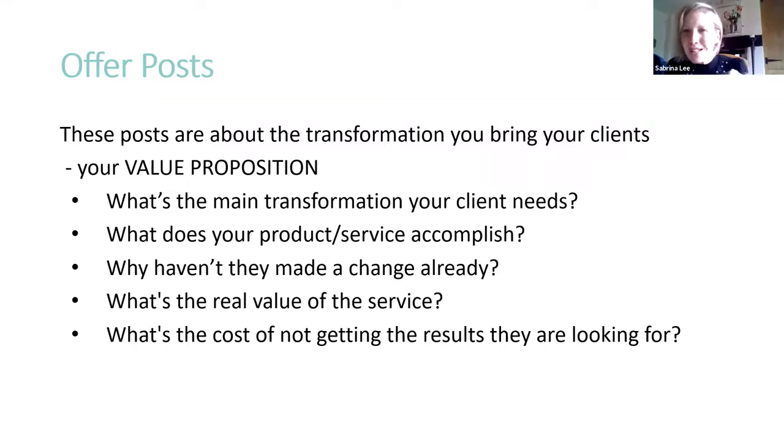And what's the real value of the service? You can then talk about things like return on investment. The real value of the service might not only be that you're going to get more leads, but you're also going to get more confidence to go out there and promote yourself, and have that clarity around what you sell, what you do, etc.